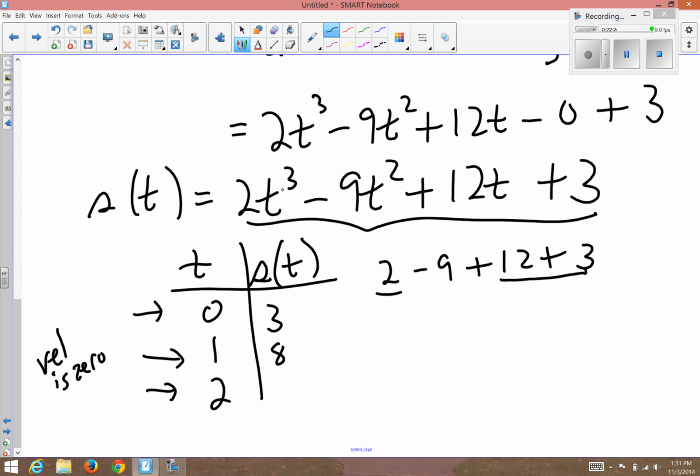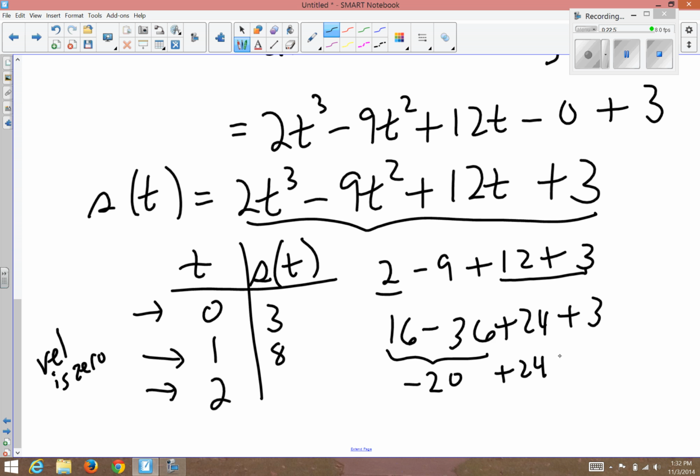Again, for t equals 2, 2 to the third is 8. 8 times 2 is 16. Plugging in 2 squared is 4. 4 times negative 9 is negative 36. 2 times 2 is 4, 12 times 2 is 24. We get the plus 3. 16 minus 36 is negative 20. 27 minus 20 is 7.